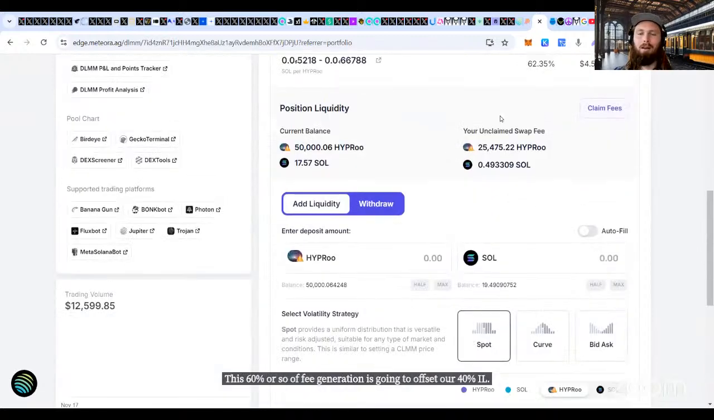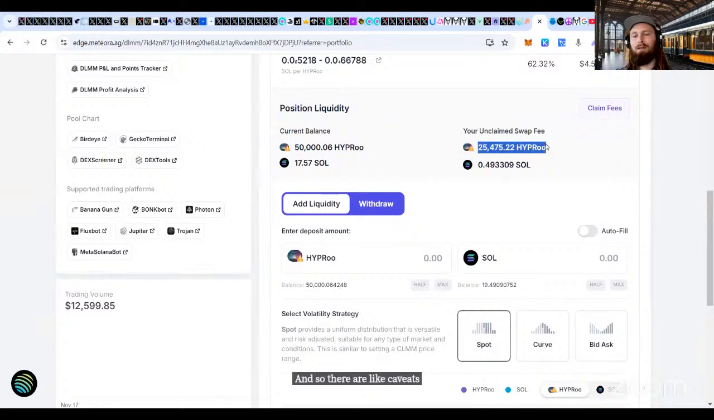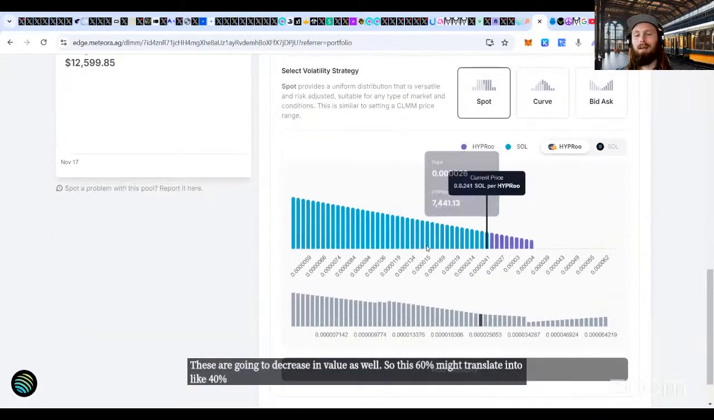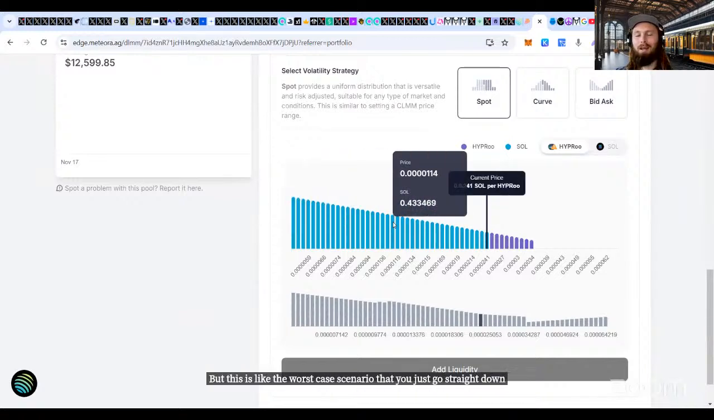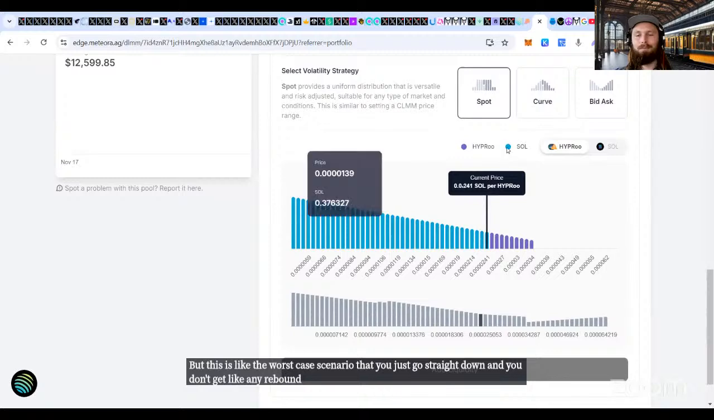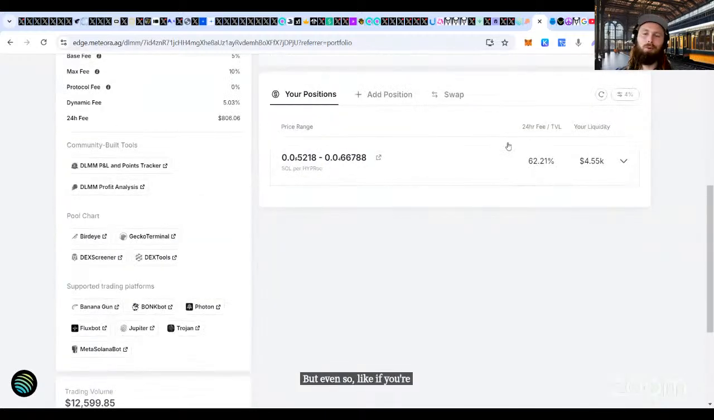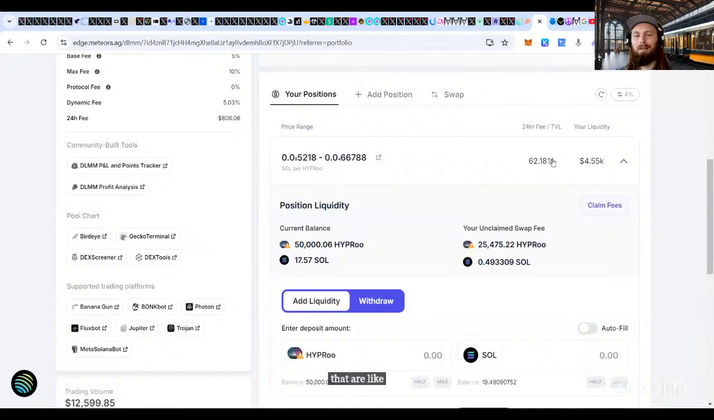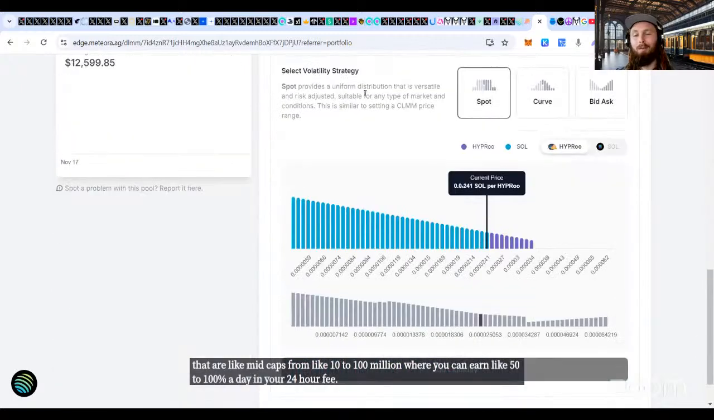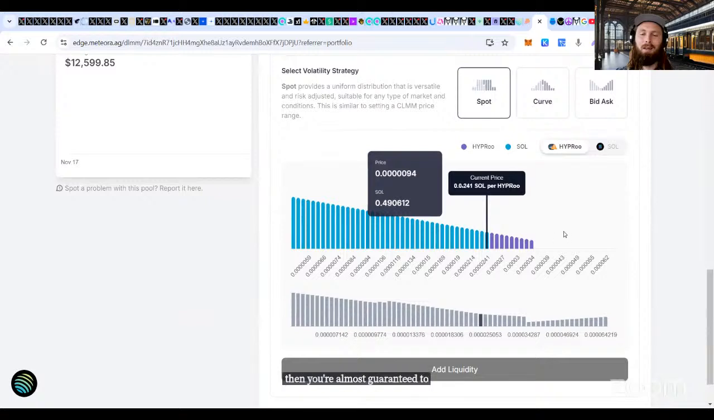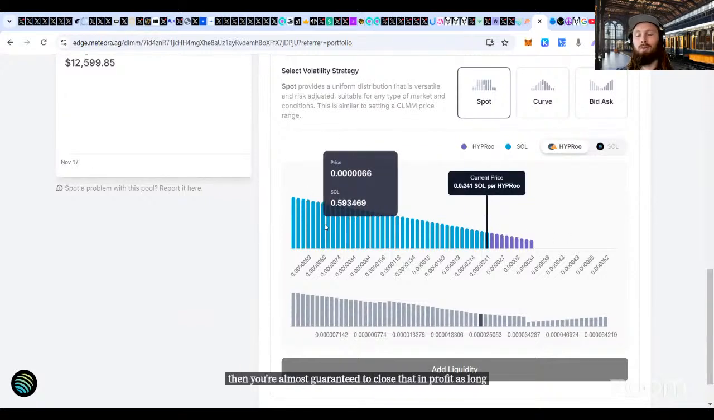There are caveats to that because the coins that we're getting are going to decrease in value as well. So this 60% might translate into like 40%. But this is the worst case scenario, where you just go straight down and you don't get any rebound. Even so, if you're choosing pools that are mid caps from 10 to 100 million, where you can earn 50 to 100% a day in your 24-hour fee, then you're almost guaranteed to close that in profit as long as you can stay in range for 24 hours.